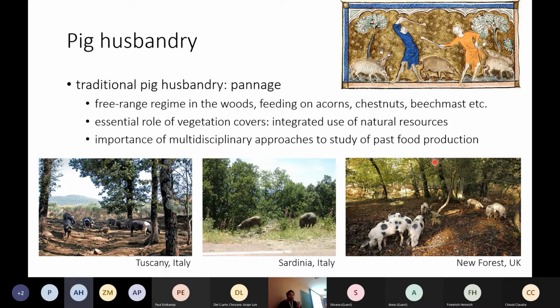And so this highlights basically the essential role of vegetation cover for pig herding and the integrated use of domestic animals and natural resources on the part of past communities. And at the same time, it tells us about the importance of approaching this topic multidisciplinarily. Here you have some examples, a couple from Italy, the famous piglets from Sardinia, and New Forest in the UK. Obviously, these conditions would not have applied in several regions of ancient Egypt, but I just wanted to highlight the important relationship between pig husbandry and forest, which is something that today we tend to forget.